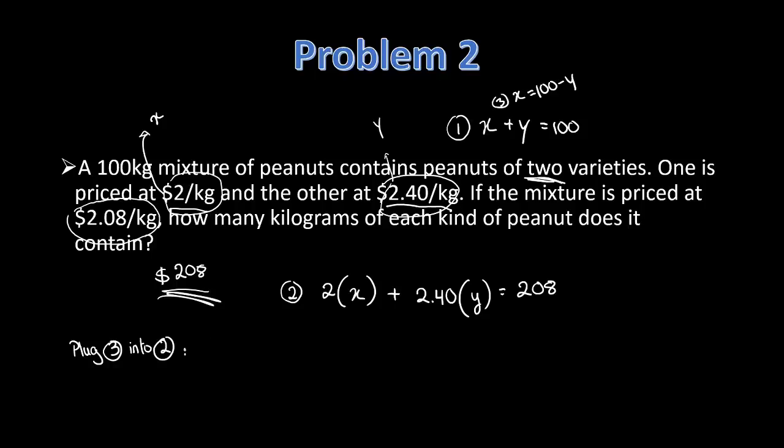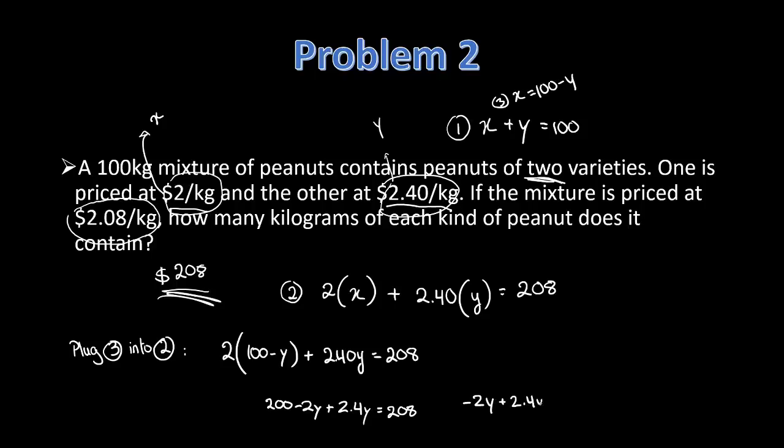Okay, no problem. So we will substitute our x. 2 times (100 minus y) plus 2.40y is equal to 208. Okay, so 200 minus 2y plus 2.4y is equal to 208. Let's take the 200 to the other side. Negative 2y plus 2.4y is equal to 8. Then let's add these two together. We're going to end up with 0.4y is equal to 8.